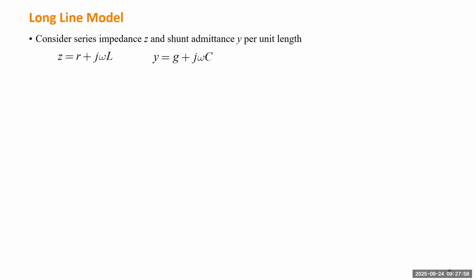For the long line model, we start from the impedance and the admittance per unit length. So we use lowercase z, which doesn't mean the total impedance. It means that this value multiplied by the length of the line, like 1 mile or 1 kilometer, will give you the impedance of that segment. Similarly, the lowercase y indicates the shunt admittance per unit length. If you multiply this one by 1 mile, that will tell you the total admittance to the ground for that segment. Okay, we're going to start with lowercase z and lowercase y.